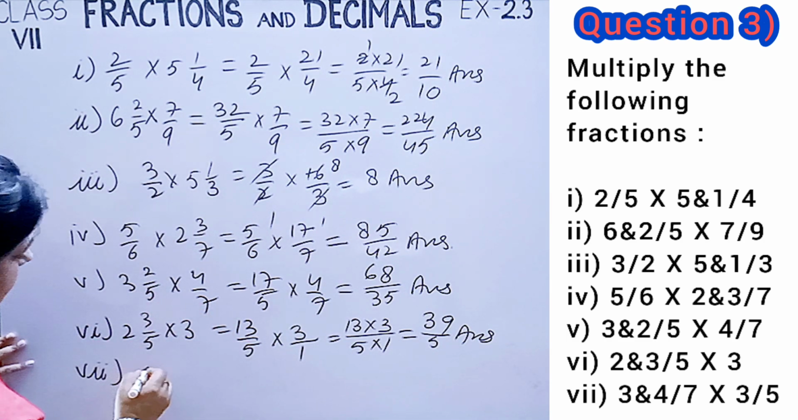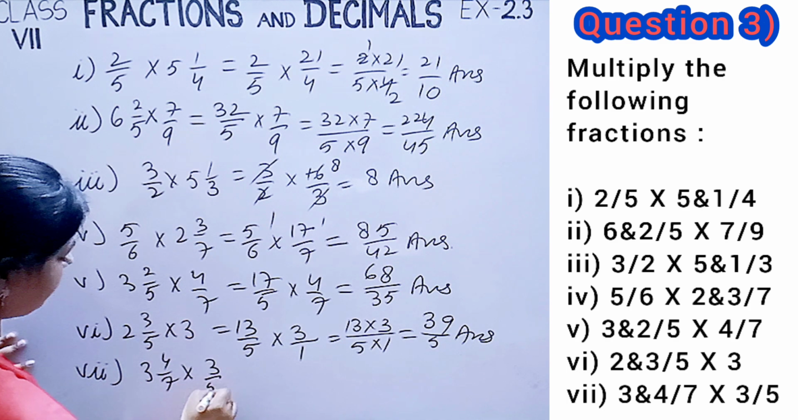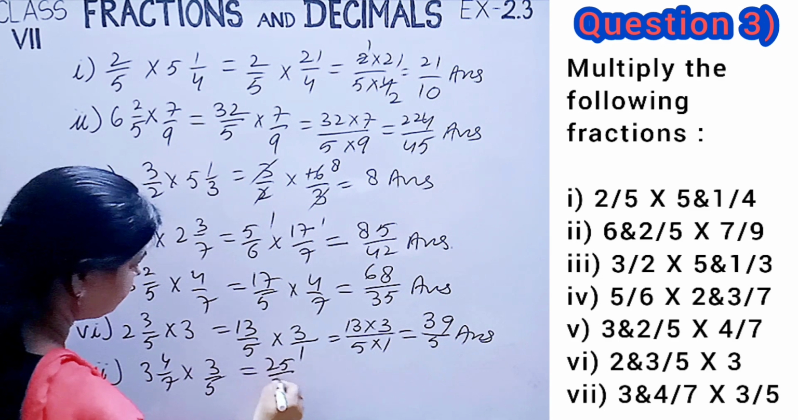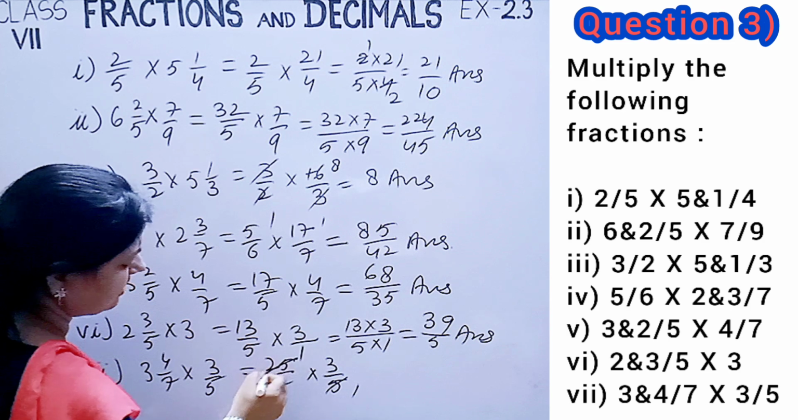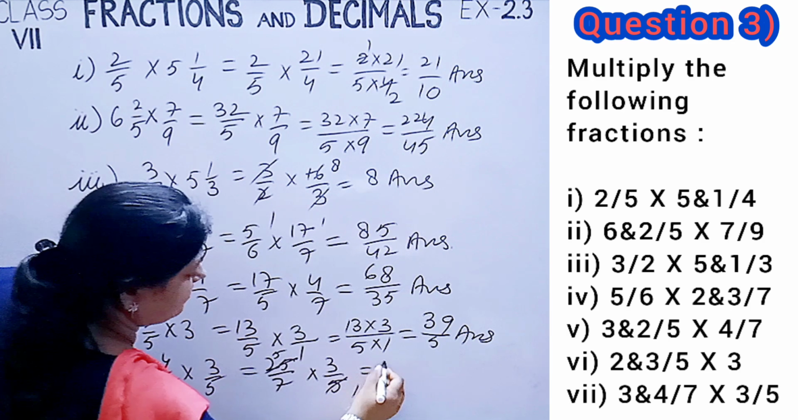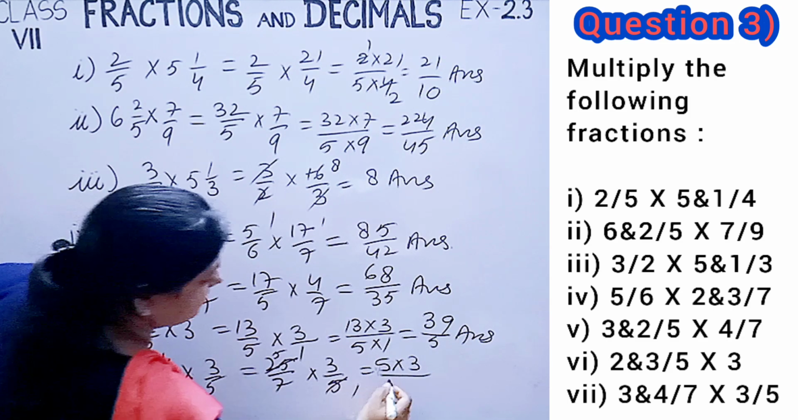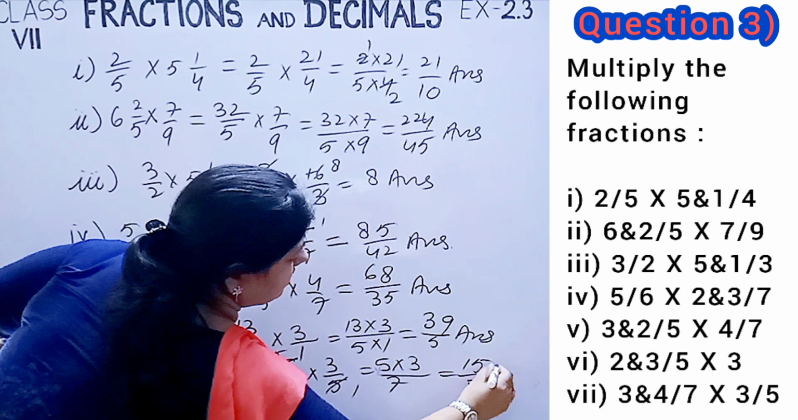The question is 3 and 4 by 7 into 3 upon 5. So 25 upon 7 into 3 upon 5. So here 5 ones are 5, 5 fives are 25. So 5 into 3 upon 7. So 5 3s are 15 upon 7. Answer.